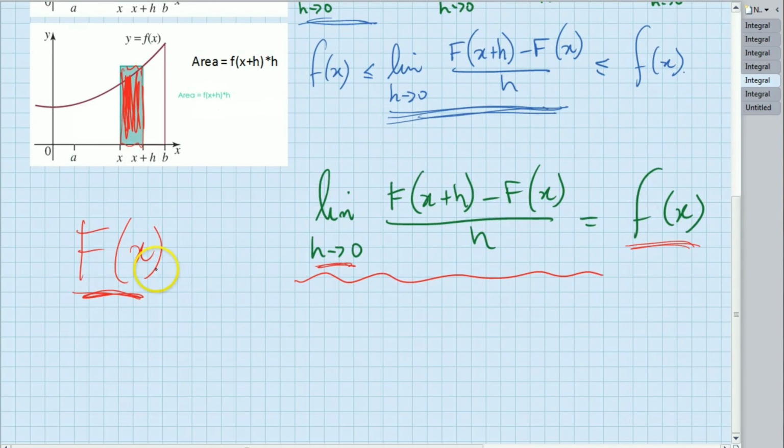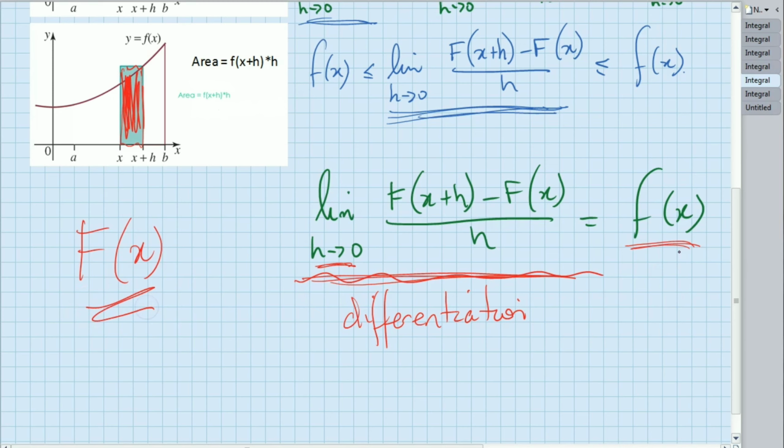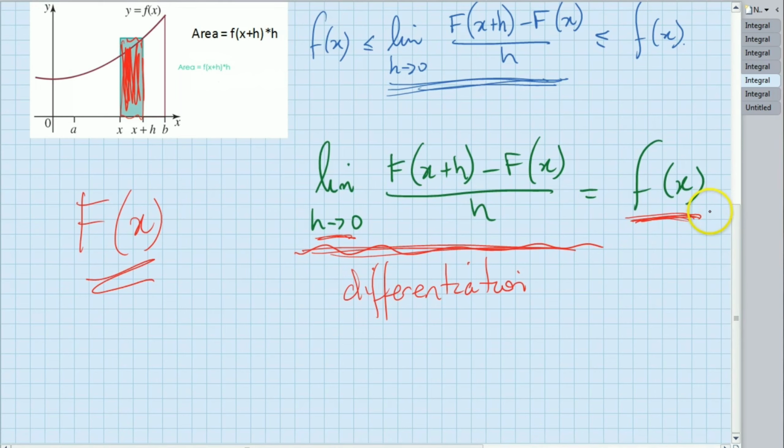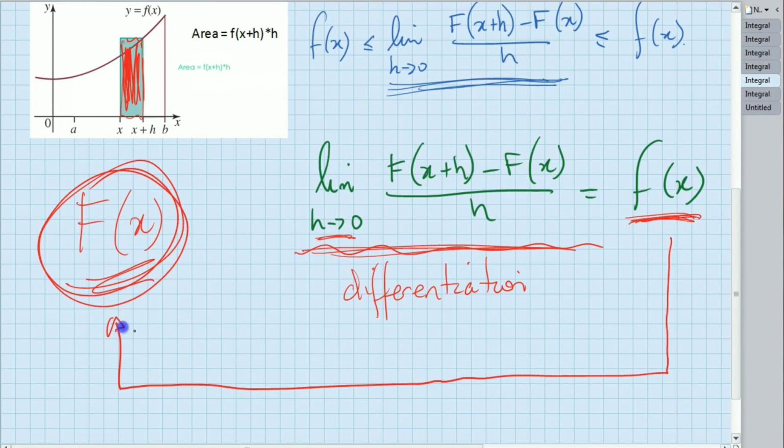And what does that tell me? Well, it tells me that if I have this capital F function, and I was to differentiate it, remember this is differentiation, I'm going to end up with the curve or the function that I wanted to find the area of, or the area underneath. And so if I have to differentiate this function here to get my f(x), then obviously if I've been given f(x), to get to this function here, that is simply anti-differentiation.